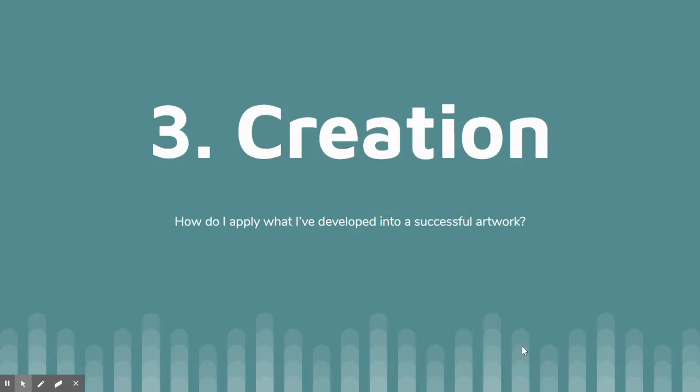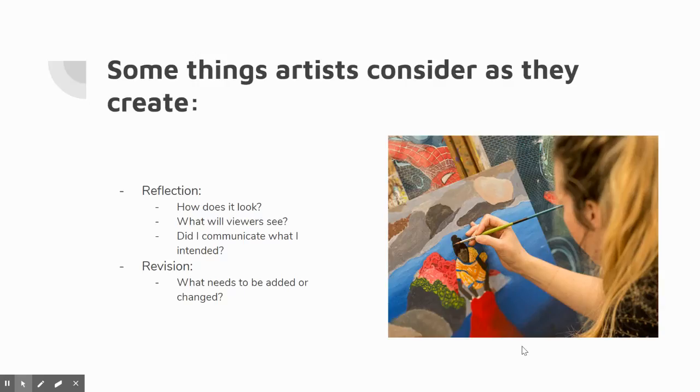Number 3 is creation. This is how do I apply what I've developed into a successful artwork. So this is the actual hands-on starting to make my artwork, part of the artistic thinking process. Some things to consider as you are making your artwork is reflection. At all times of making your artwork, we should be thinking about how it looks, what people who are looking at my artwork will see, and also what we're trying to communicate and what our intention is within our artwork, and if we think that's coming through.